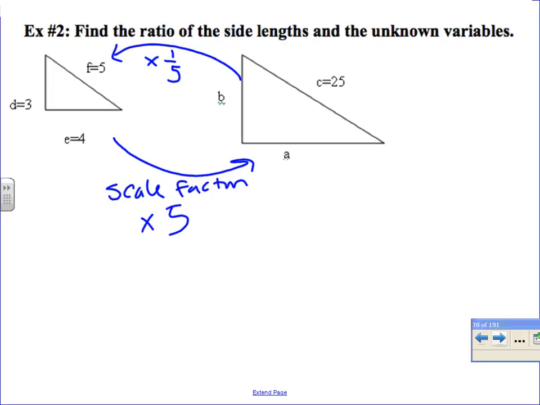Awesome. So 3 times 5 is 15. So we know B is 15. What is A? What's A, Alyssa? Awesome. 4 times 5 is 20. If you didn't know the scale factor, what could you do? Anyone know what we could do if we didn't know the scale factor? Matt? Jeremy, you okay?